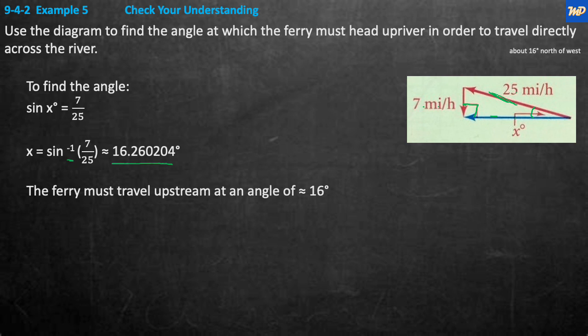And the inverse sine of 7 over 25 is approximately equal to 16.260204. So that means what? That means that the ferry must travel upstream at an angle of approximately 16 degrees if it wants to meet its endpoint right here directly across the river. Because as it's traveling upstream at this angle, the stream is constantly leveling it out and pushing it down lower and lower and lower till finally it ends up hitting right here.